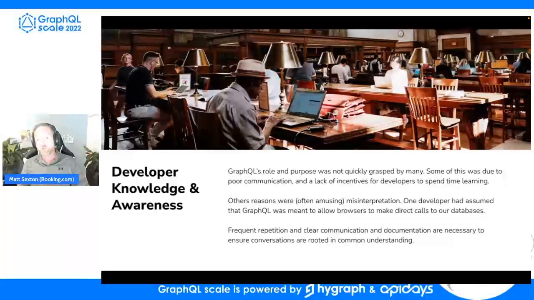The other big problem, especially when people who are not on the front end are already familiar with GraphQL, is just general developer awareness and knowledge. Like I was talking about earlier, I had to communicate this in a lot of different ways to a lot of different people to help them understand what the benefits are. There were a lot of misunderstandings I ran across. One developer thought that GraphQL was a query language for allowing client-side to query a database directly. Just very terrible miscommunications and misunderstandings.